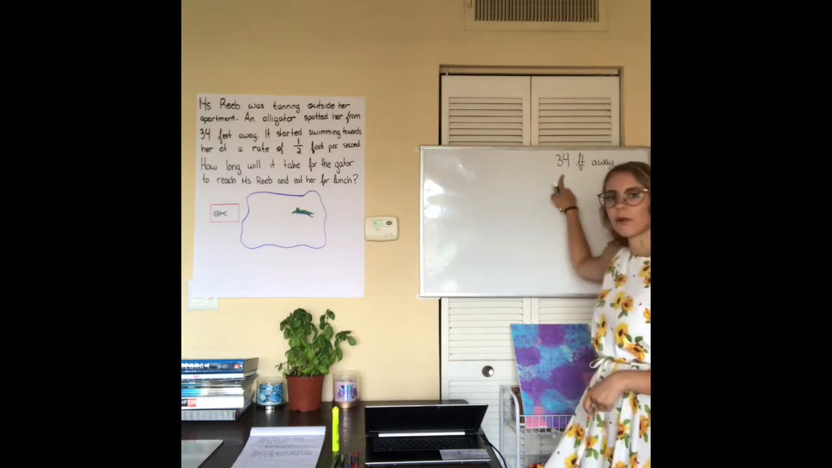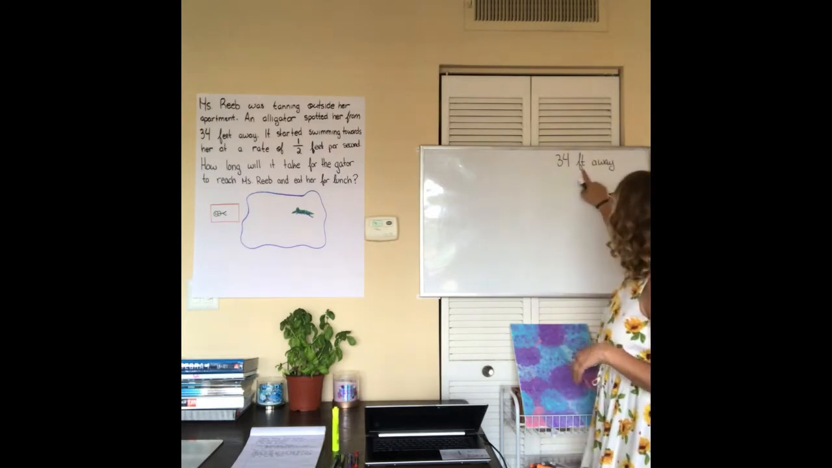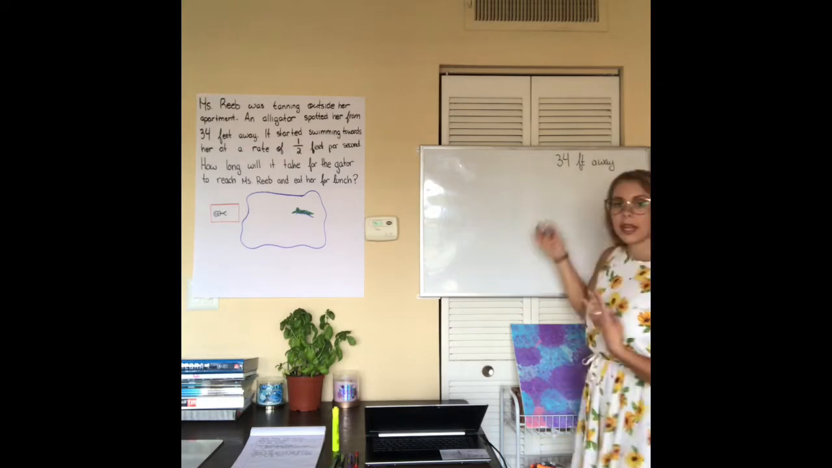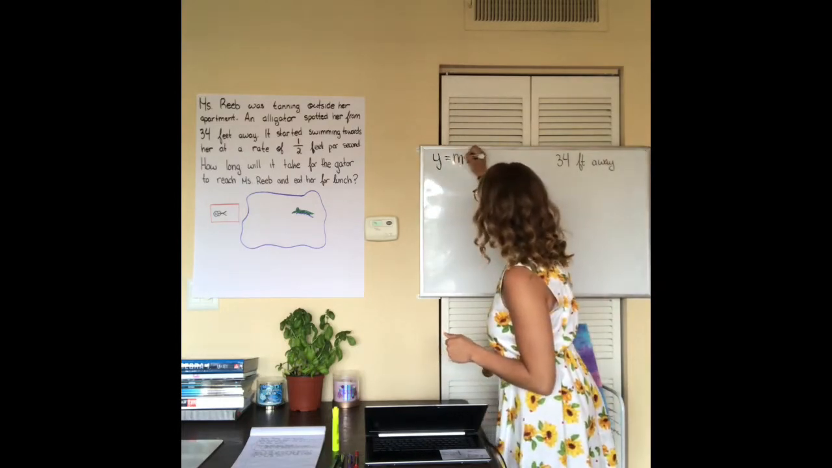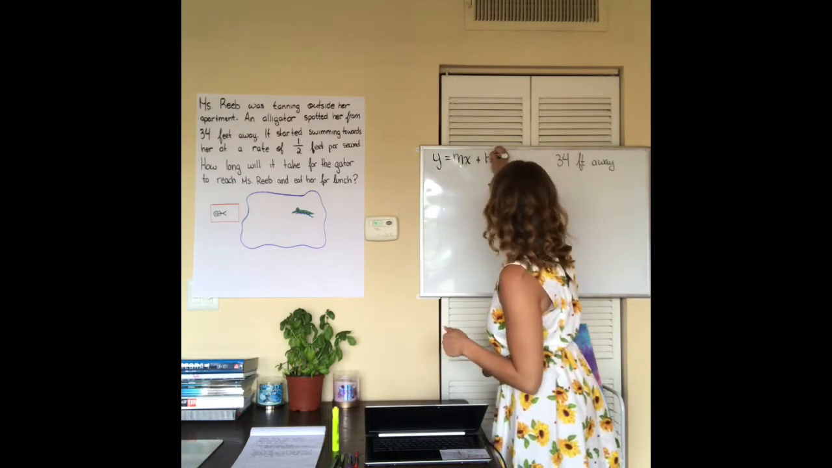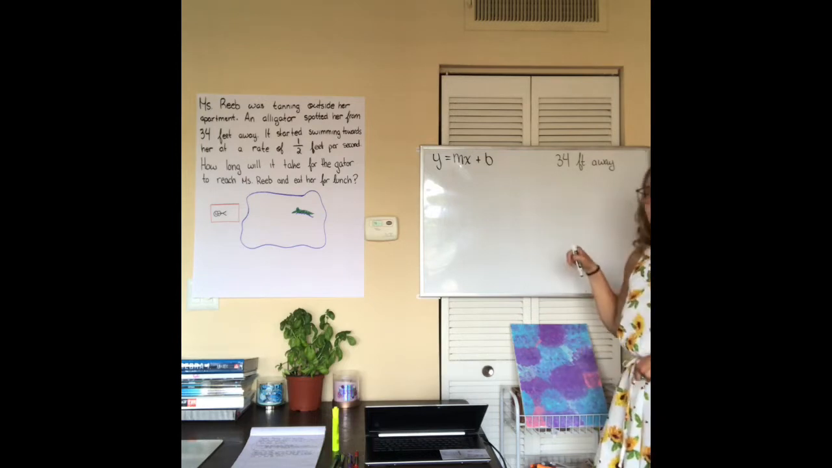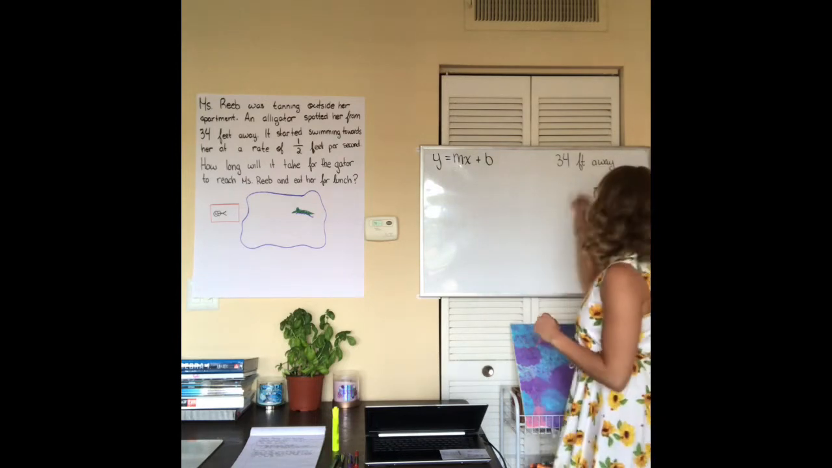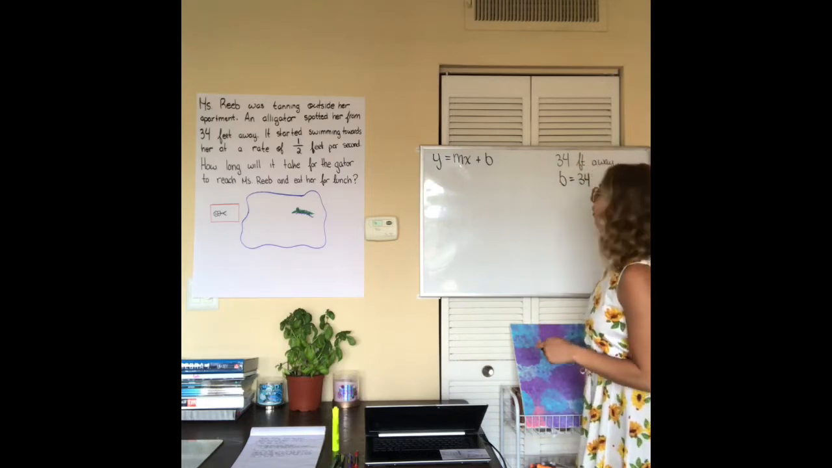Now this 34 is a constant number, and I know it's a constant because its unit is constant. It's just in feet. So in our equation, y equals mx plus b, this b is also a constant. So I know my 34 feet is going to be my b. So I will plug in b equals 34.